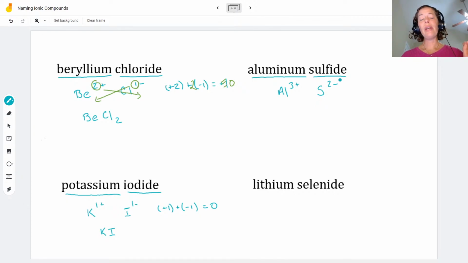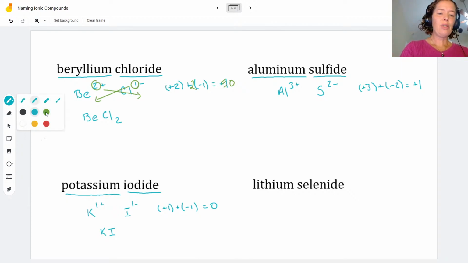Okay, so now let's go ahead and work through our algebra, but you can also use crisscross on this. Right now we have a +3 plus a -2. This is definitely not giving us 0, but again, there's not a really simple multiplier here. You're not thinking, oh, just multiply this one by 2 or this one by 3.